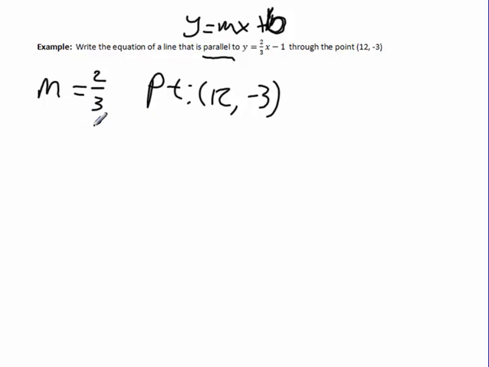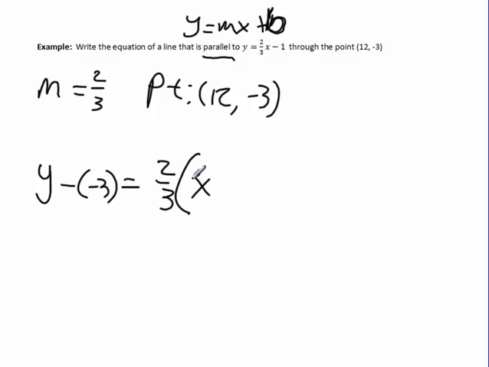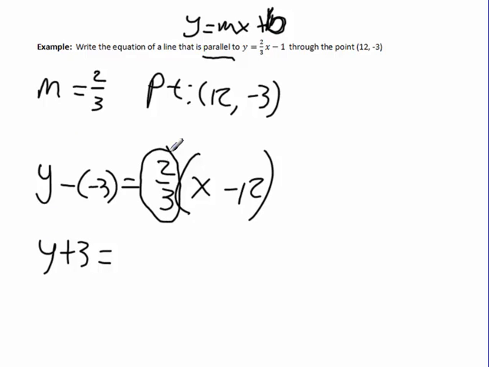So what do I know that involves a point and slope? Well, that'd be the point-slope formula. Here we have y minus negative 3 equals m, which is 2/3, times x minus 12. Now I can simplify this, so I get y plus 3 equals, and I'm going to distribute my 2/3 to the x and the negative 12.